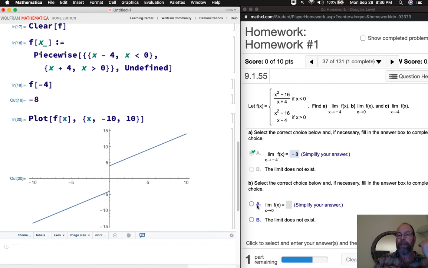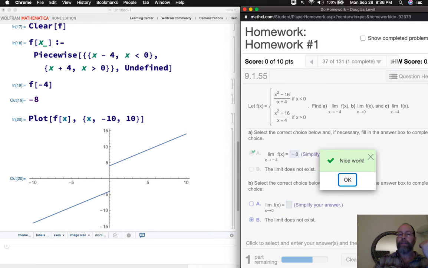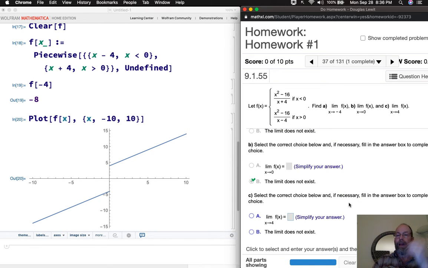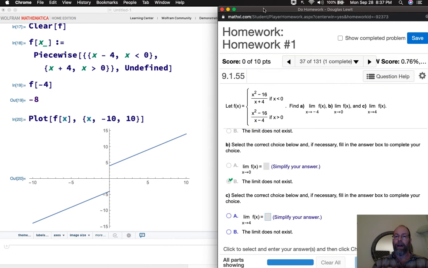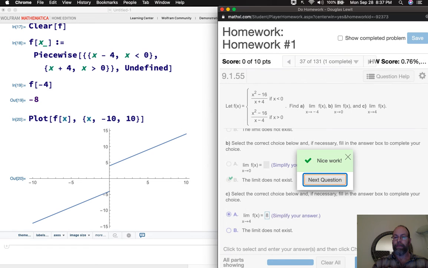So the limit when x goes to 0, oh, sorry, actually this is option B. The limit does not exist, because of the break or the discontinuity that you see in the graph. Okay? When x goes to 4, well, that's simple. That's just going to be x plus 4, so 4 plus 4, that's going to give you 8. And that's pretty simple.